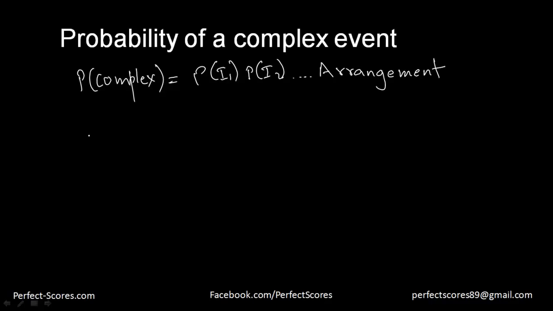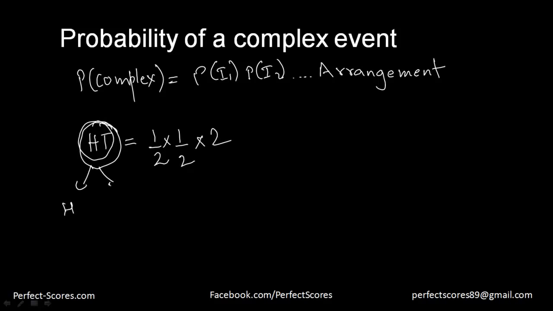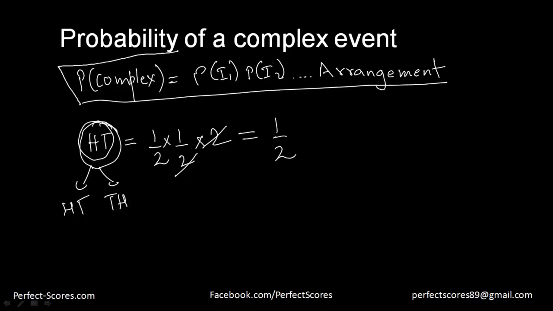Let's suppose I tell you I want 1 head and 1 tail. This, according to me, is a complex event. What is the probability of getting a head? 1 by 2. What is the probability of getting a tail? 1 by 2. In how many ways can H and T arrange themselves? 2 ways. It can be either HT or TH. These are the 2 possible ways in which they can arrange themselves. That means the probability is actually 1 by 2. Even if you draw the sample space and try to get the probability of getting a head and a tail, it is equal to 1 by 2. So the probability of a complex event is equal to the probability of individual events into its arrangement.